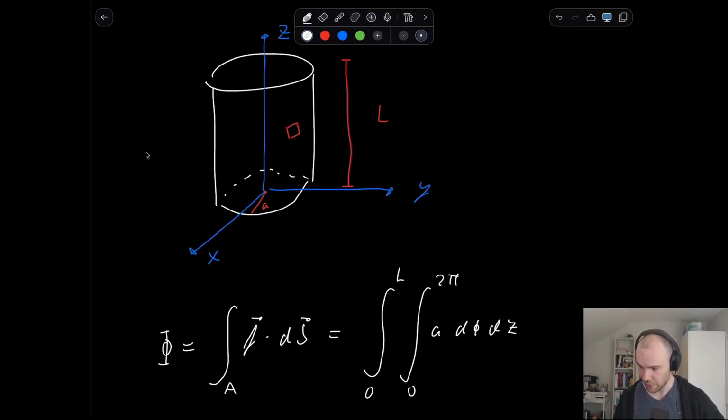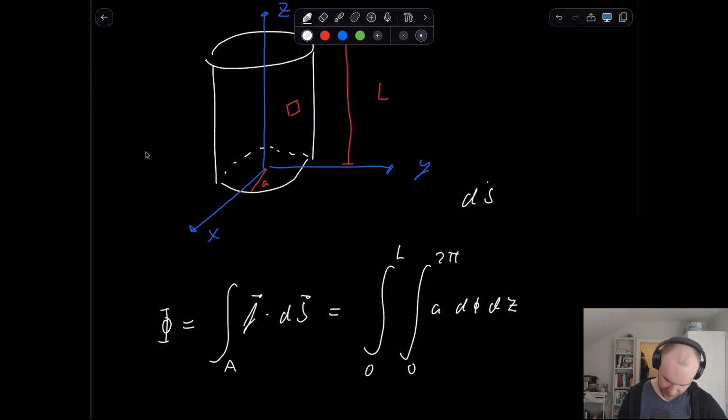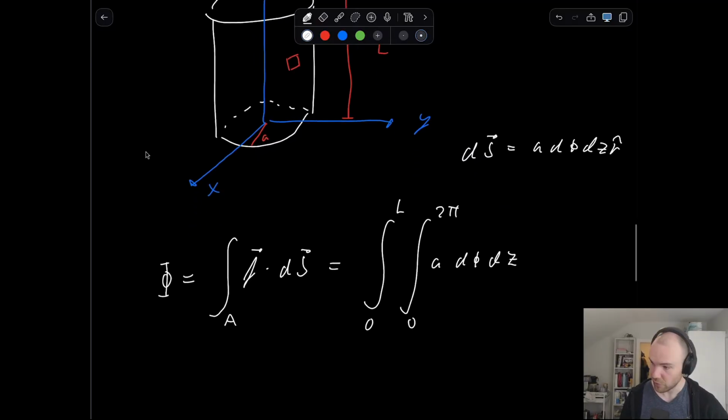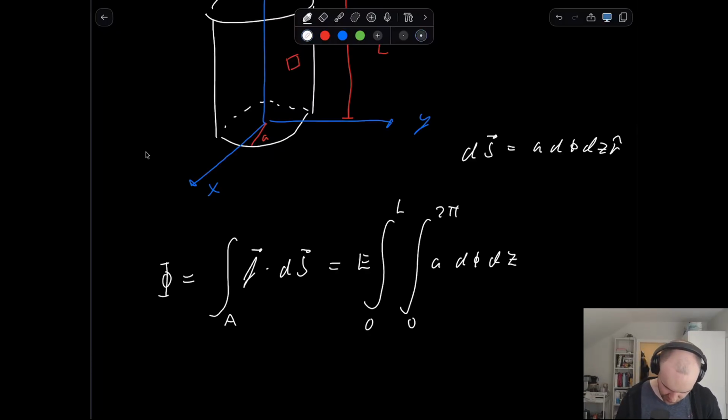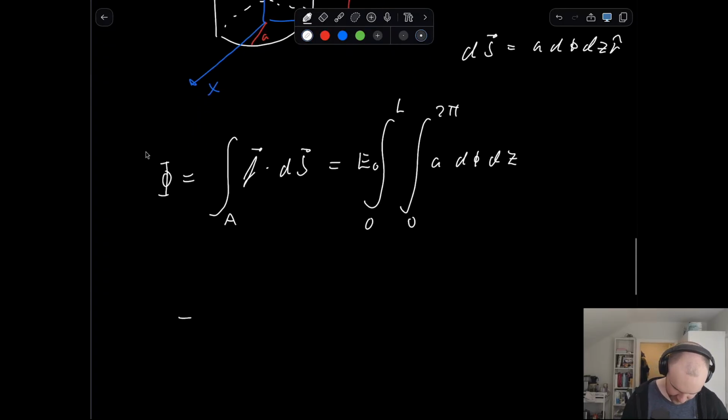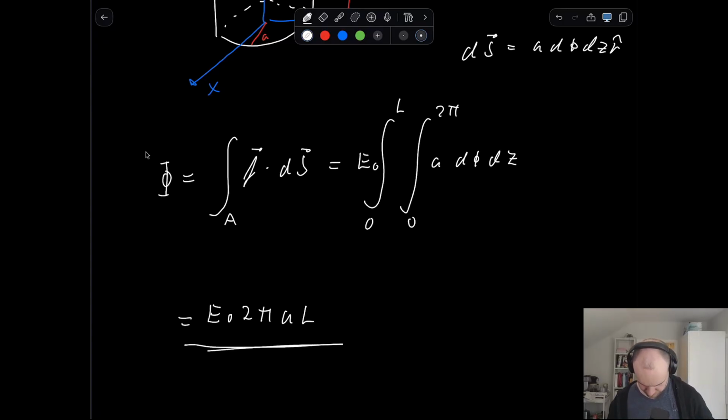And dS, what direction is that? It's in the r hat direction, so dS is of course a d phi dz r hat, and F was already in the r hat direction, so now we're in the same components. That's just 1, and the value was E0, so E0 just goes on the outside. Then we can just calculate: we have E0 times 2 pi a l. That should be it. Yes.